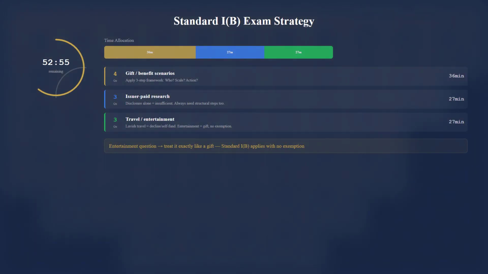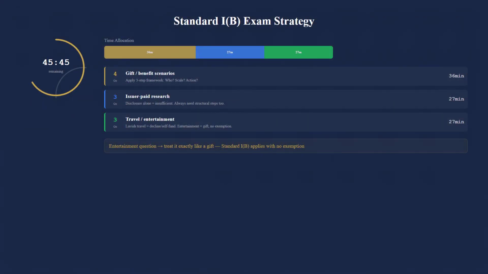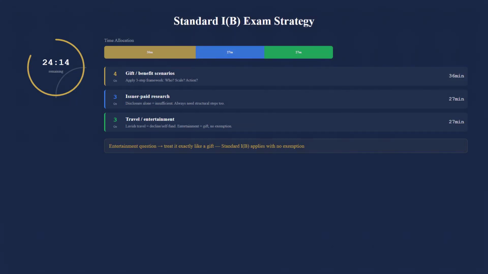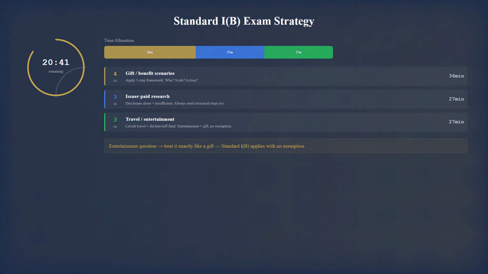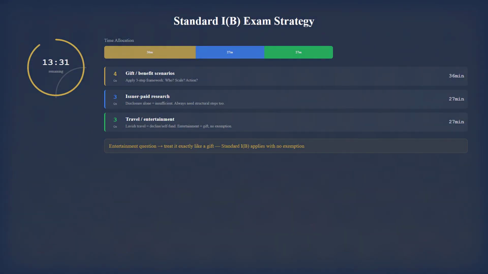Pattern 3. When the question involves a covered company paying for travel, the correct answer is almost always decline and self-fund or use alternatives. Pattern 4. When the question mentions entertainment specifically and asks if I.B applies, it does. Always. Pattern 5. When you see a specific dollar amount cited as a threshold in an answer choice, that answer is wrong. There is no dollar threshold in CFA standards. If this was on your exam tomorrow, you would get it right.